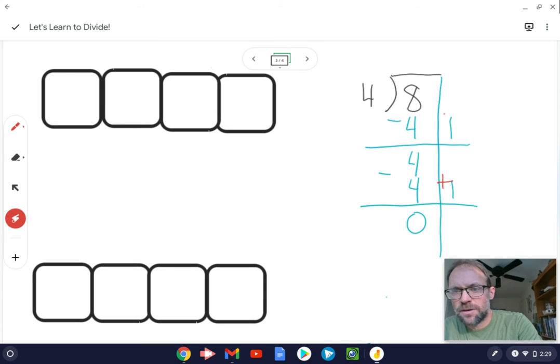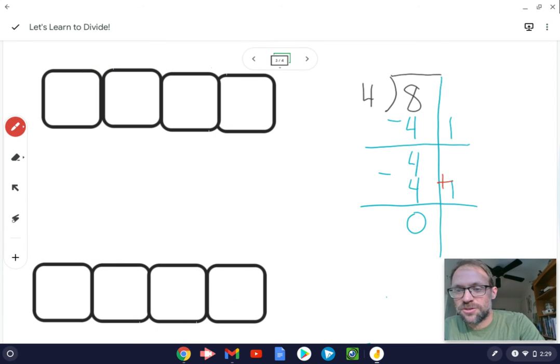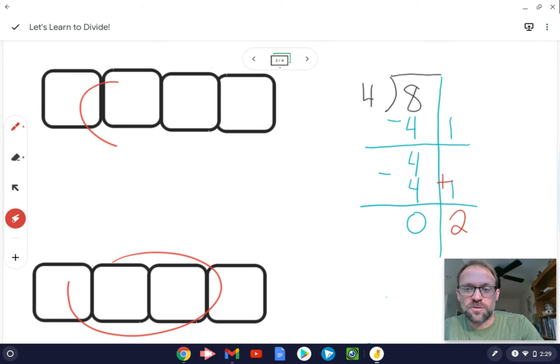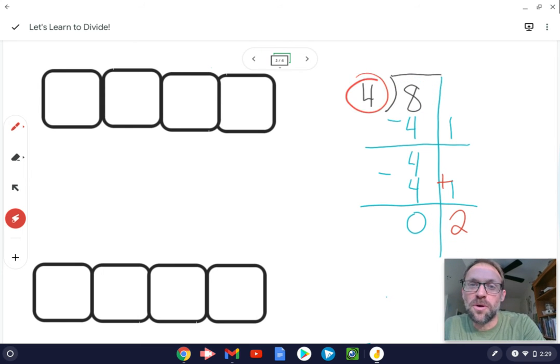And that's 1 plus 1. That's one group of 4 plus one group of 4 gives us 2 groups of 4. One group of 4, 2 groups of 4. And that's our final answer, 2 groups of 4. When we take 8 blocks and divide them and make groups of 4, we get 2 groups. That's our answer, our quotient.